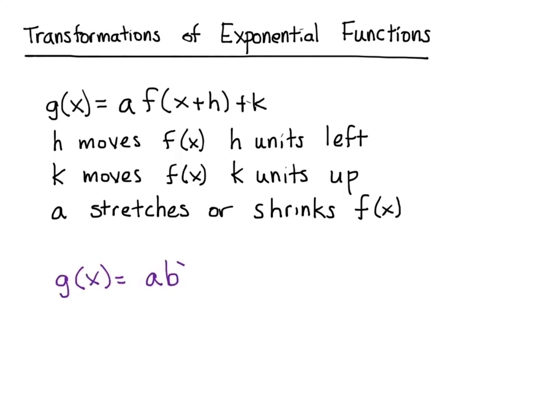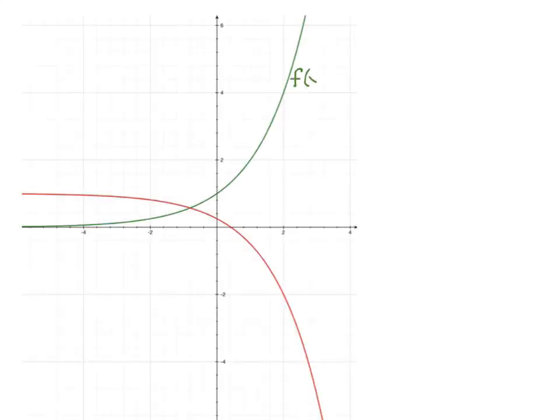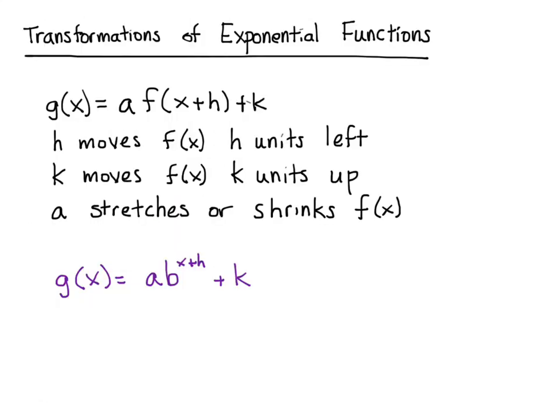So let's put this with an exponential function. If my exponential function is b to the x, I can move it around by either adding to the exponent or adding to the function. You can see here that when you have something in the exponent, this is going to move it back and forth, and then this one is going to move it up and down. And then, of course, the coefficient just says what the starting point is. That's where it goes through the y-axis when x is 0.